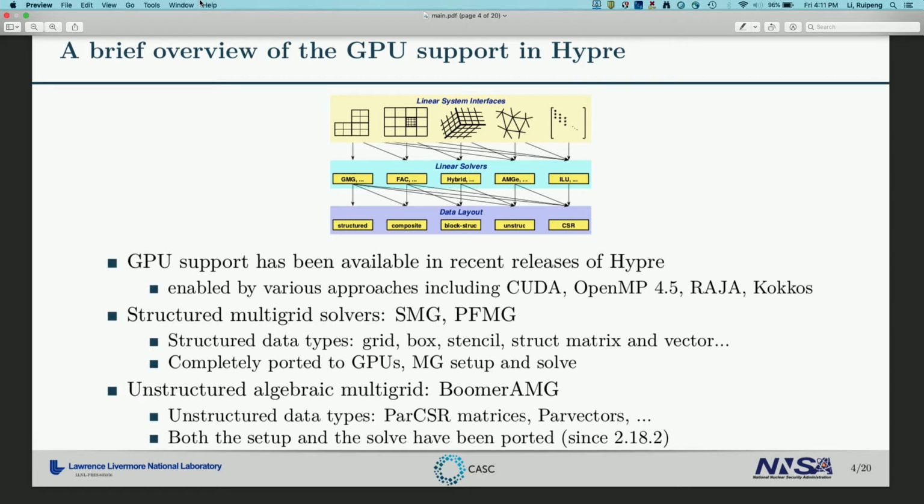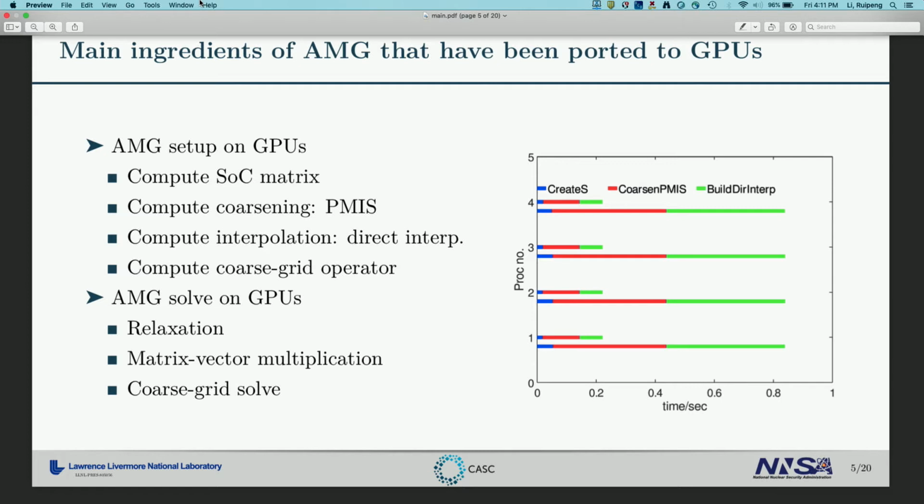Today I'm going to cover the major components of BoomerAMG on GPU. Here I list the major ingredients of AMG that have been ported to GPU. In the setup phase, it includes computing the strength of connection matrix, computing the coarsening, currently just one coarsening, parallel maximal independent set, on GPU. We chose the simplest possible interpolation, which is direct interpolation, on GPU first. And we compute the coarse grid operator by computing the triple matrix product. In the solve phase, we have relaxation, which is based on what kind of smoother you choose, the matrix vector product, and the coarsest grid solve. This figure briefly shows how the time of these components in the setup phase can be shortened if you run it on GPU.